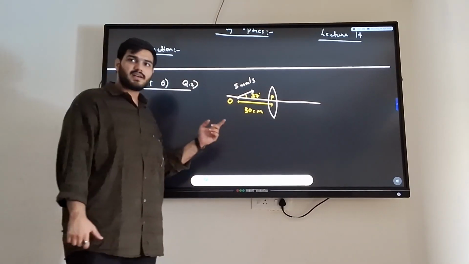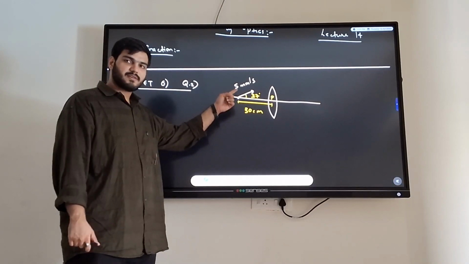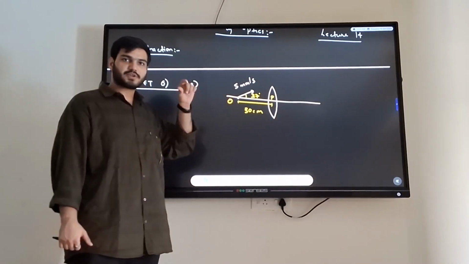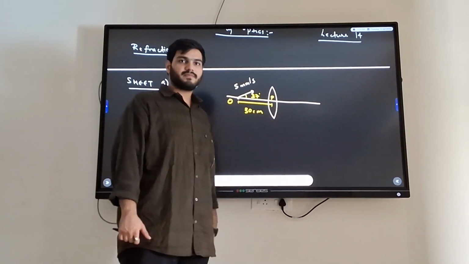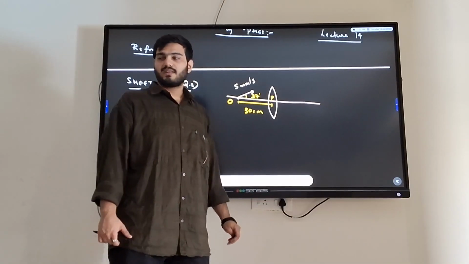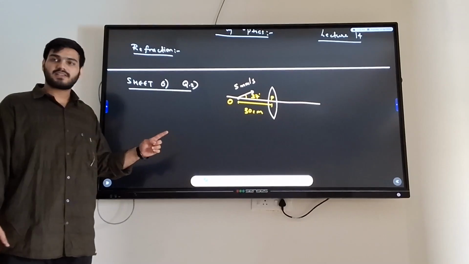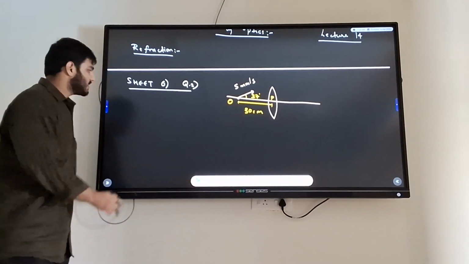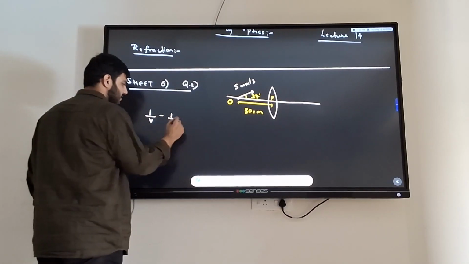We can imagine it like maybe the object was moving, it always is moving with this velocity. And at this point we take a snapshot. When we take the snapshot, then where is my image found? That is what we are trying to find. Where will the image be found? How to find that? Any relation between u and v? Bolo? 1 by v minus 1 by u is equal to 1 by f.